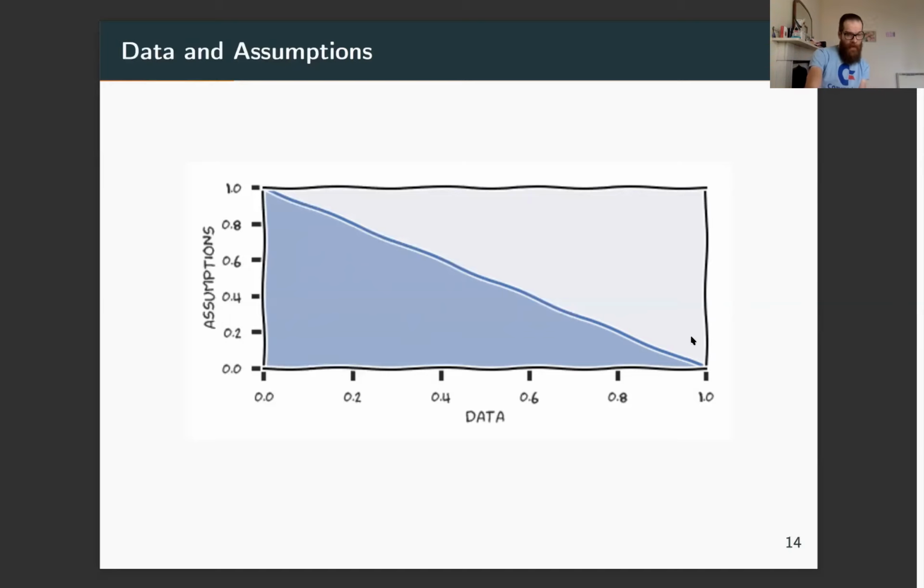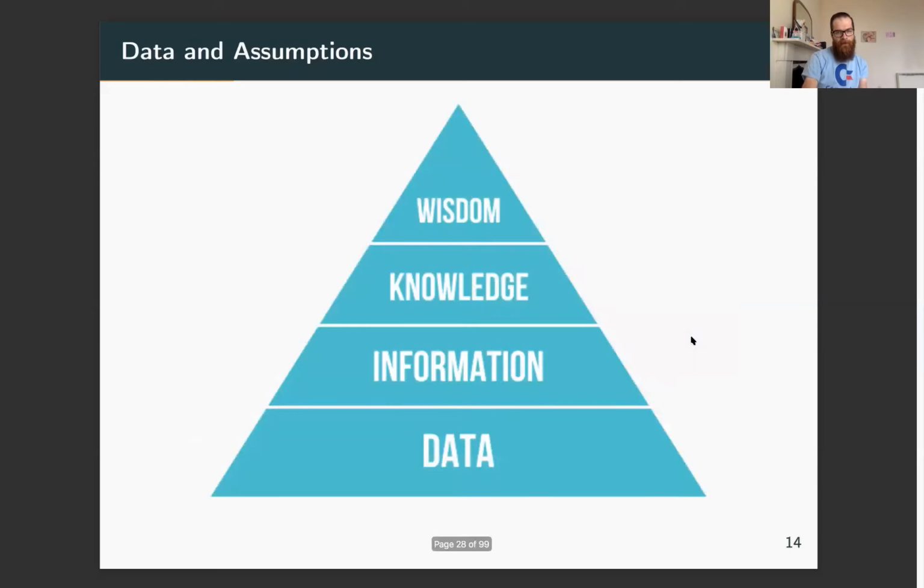Another way, more traditionally, that this is explained is as this pyramid called the DIKW pyramid, where we say that in order to reason, if you're really, really wise, you need to see very, very few examples. But if you're really, really stupid, you need a lot of data, right? That's one simple way of looking at it.